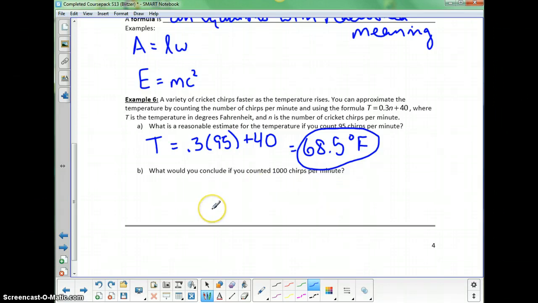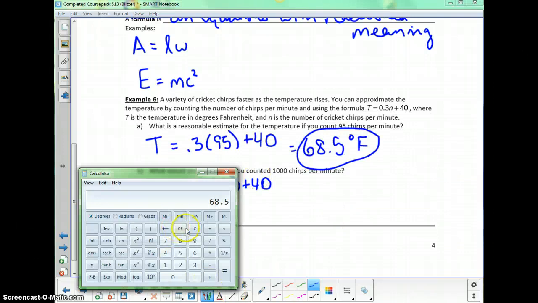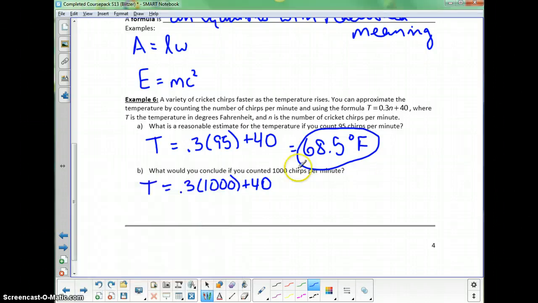So if you count 95 cricket chirps in a minute, it's probably 68.5 degrees Fahrenheit. In part B, we want to say what we would conclude if we counted 1,000 chirps per minute. So what's the temperature if, again, we have 0.3 times 1,000 chirps per minute plus 40? Let me go back to my calculator. Clear. 0.3 times 1,000 plus 40 would be 340. And again, that's in degrees Fahrenheit.